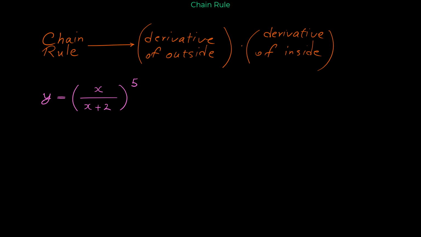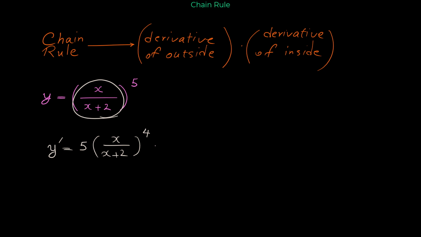What was the power rule? When we want to find the derivative of an expression based on the power rule, we bring the power in front. So 5 times, leave the inside, and subtract the power by 1. So power 5 becomes 4, because 5 minus 1 is 4. This is only the derivative of the outside function. Then multiply this by the derivative of the inside.